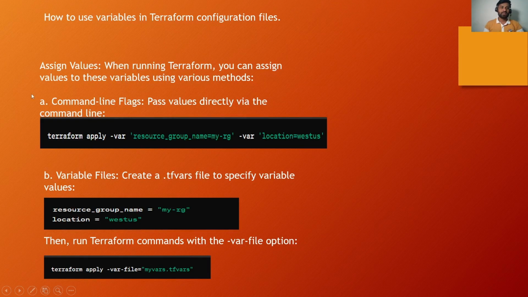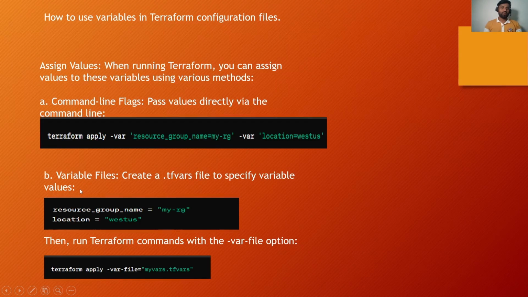So the first method is command line flags: pass values directly via the command line. Suppose there is one variable which we have given the name resource group name, my-rg, right? Suppose we have mentioned this in variable, then we can use terraform apply -var, and in single quotes resource_group_name=my-rg. Then location also West US we can use here. Like multiple variables we can use in the command line also.